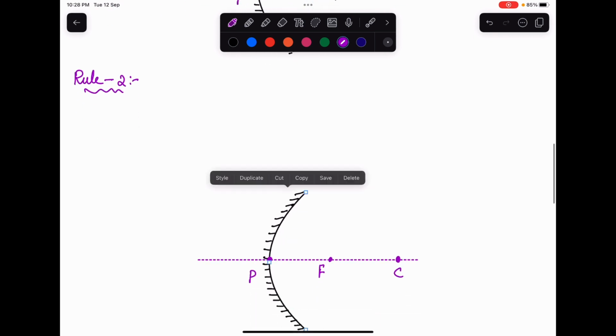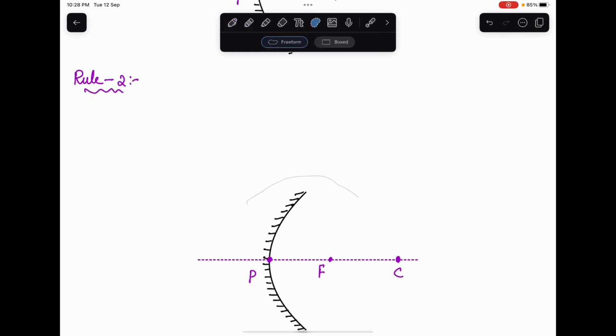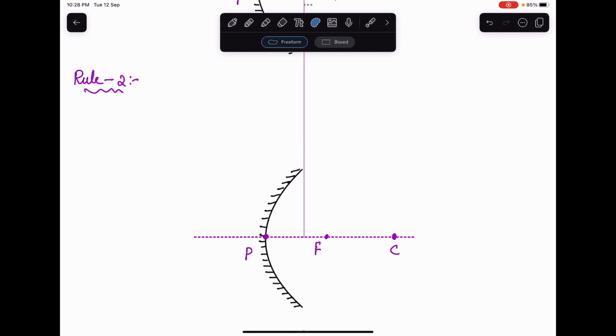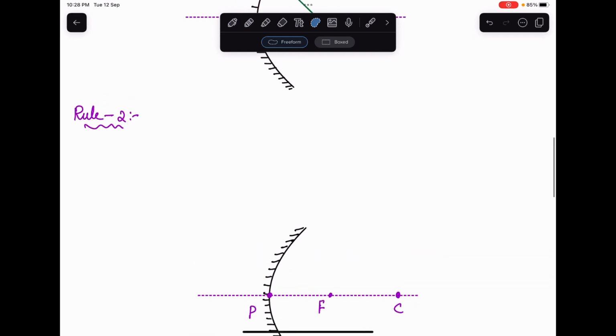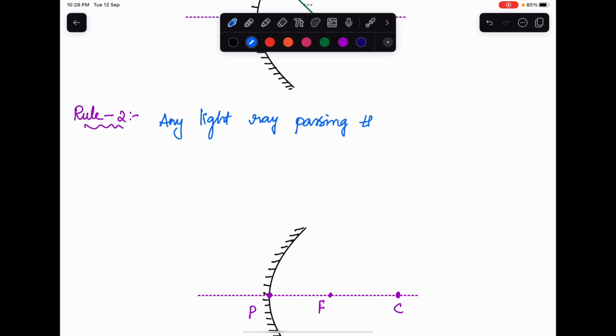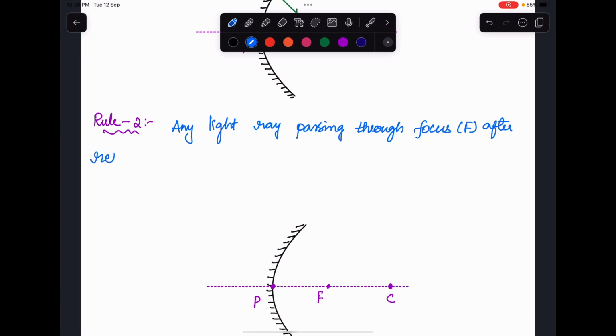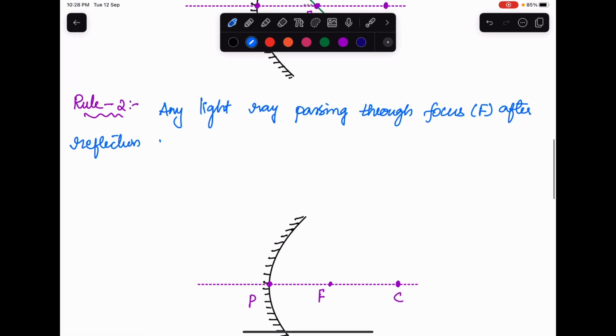Let us see rule number 2 now. We are considering the same diagram. Let us take the statement first. Opposite of rule 1: any light ray passing through the focus, after reflection, what happens? Opposite to rule number 1, it goes parallel to the principal axis. That's it.